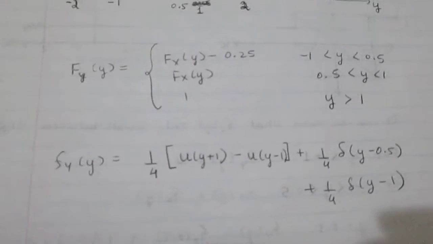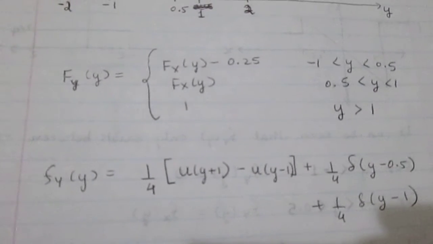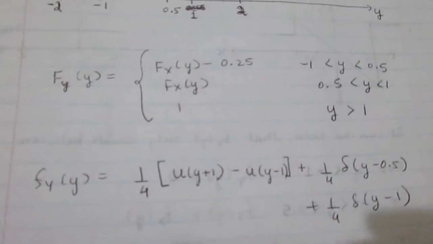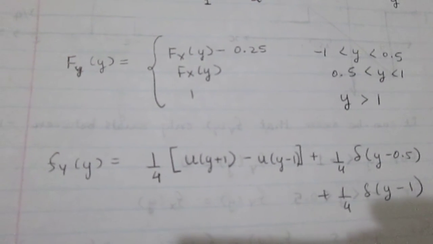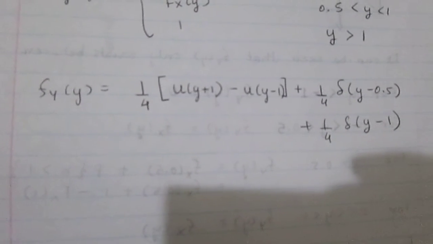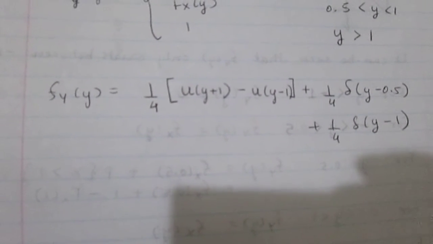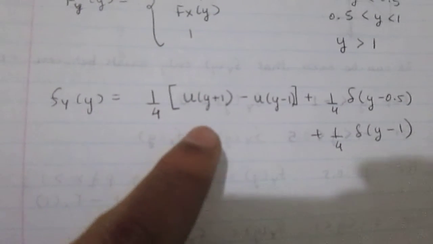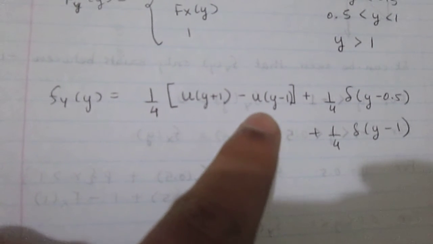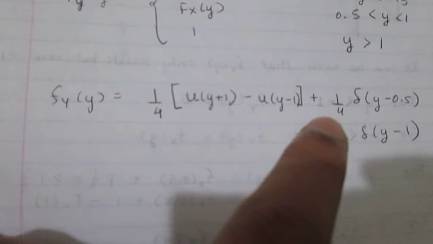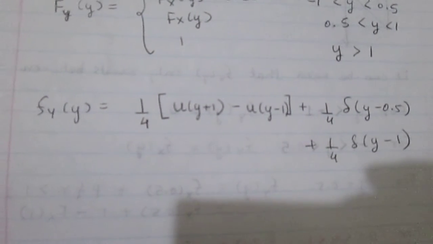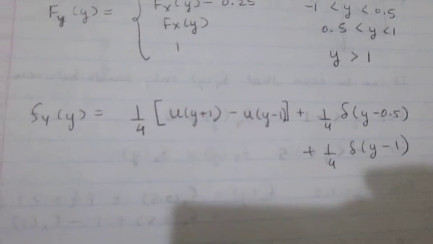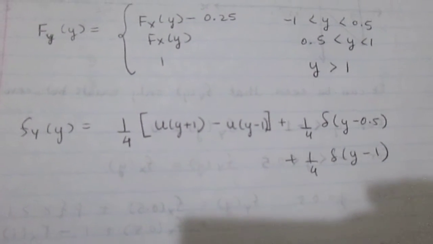Now it can be seen here, I have written it in equation form. So if we write, fy of y can be written as 1 by 4 times u of y plus 1 minus u of y minus 1, and thus two impulses at y is equal to 0.5 and y is equal to 1.